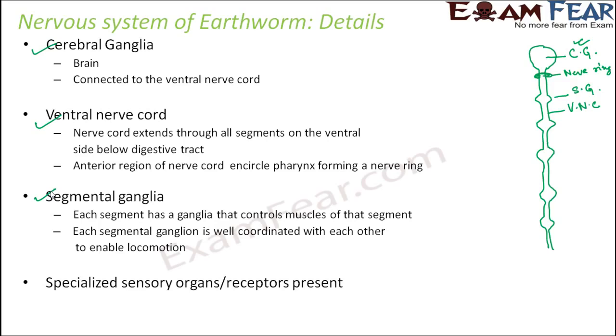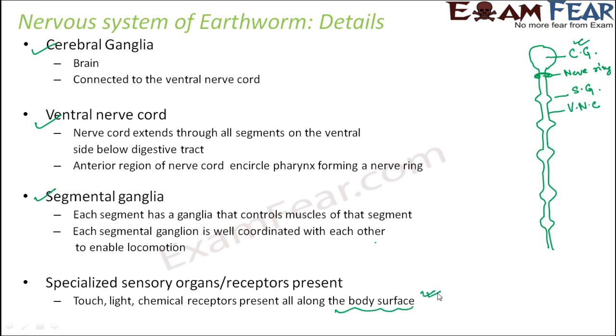So specific, highly specialized sense organs are not present. But touch, light and chemical receptors are present all around the body surface. For earthworm, the body surface is something like multitasking. The body surface helps in absorbing oxygen, that is, it does the work of respiration. The body surface also acts as a sense organ because it can feel touch, it can feel the light intensity, and it can also feel the presence of chemicals. So the body surface plays a very important role in the life of an earthworm.